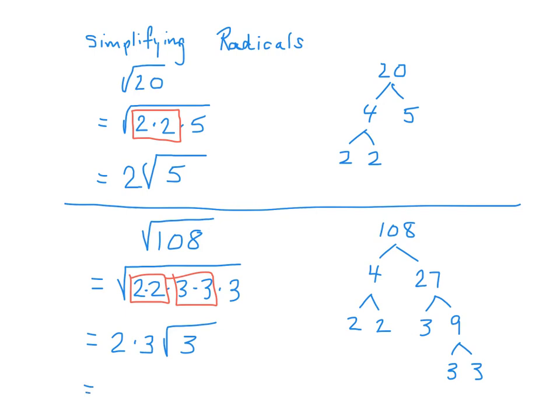So then I can simplify and make this 6 square root of 3. So 6 square root of 3, or 6 times the square root of 3, is exactly equal to the square root of 108. It's not an approximation, they are exactly equal, and 6 square root of 3 is in a simpler form.